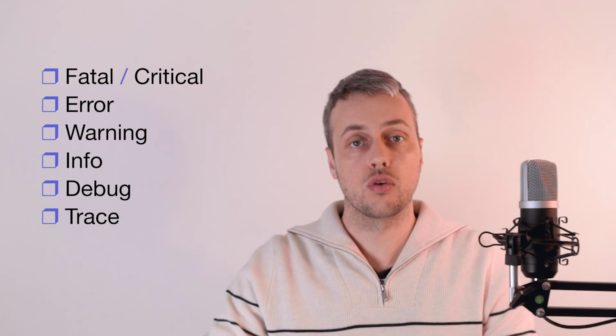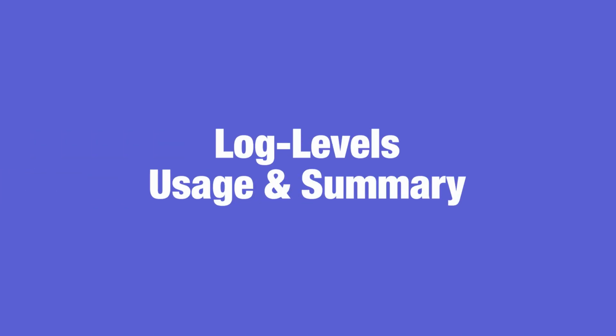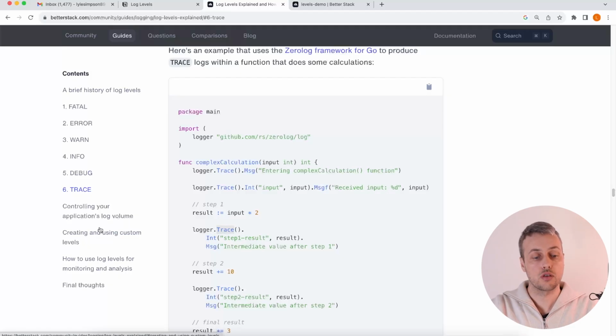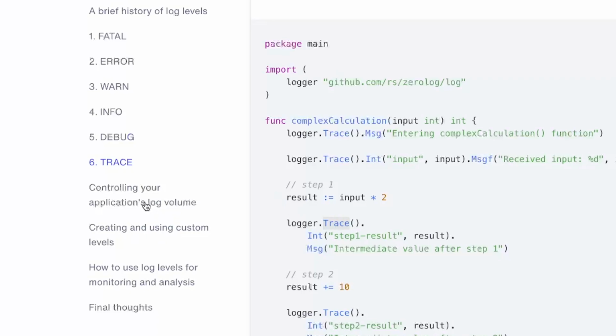So that's all the main log levels. We've covered some examples for each one of those. Let's finish by covering some additional information on log levels. And for this, I'm going to largely reference the BetterStack guide that we have here. We're going to cover the final 3 points. Let's start with the one at the top here, controlling the application's log volume.